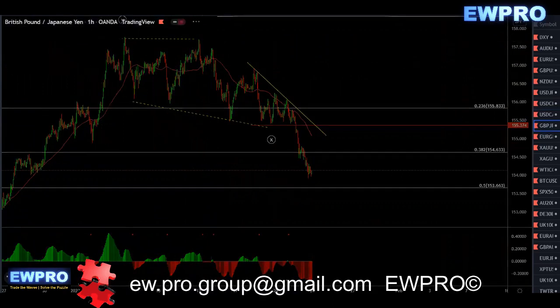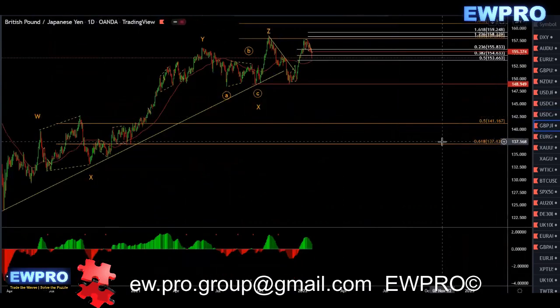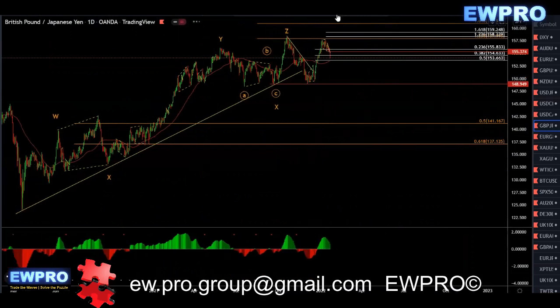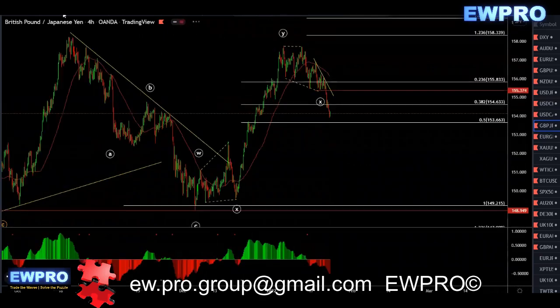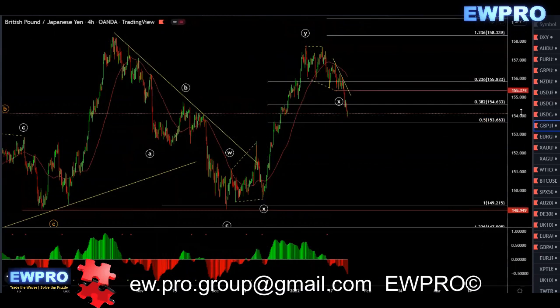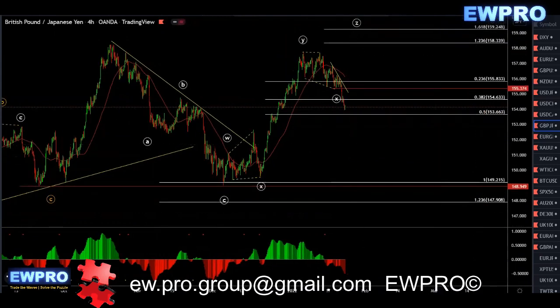GY on the daily. So we got that WXY, X2, Z up to the first target. We had that possible bull hidden here. It didn't go and break the top, and it's falling down. So we'll get some sort of A, B, C on the daily. So we're sort of looking for that.